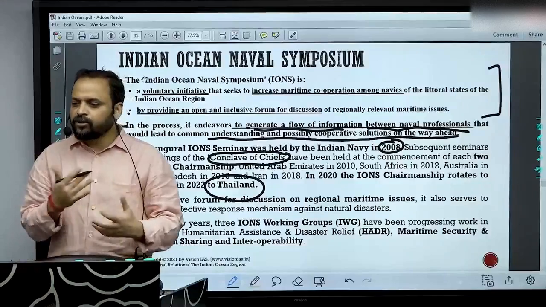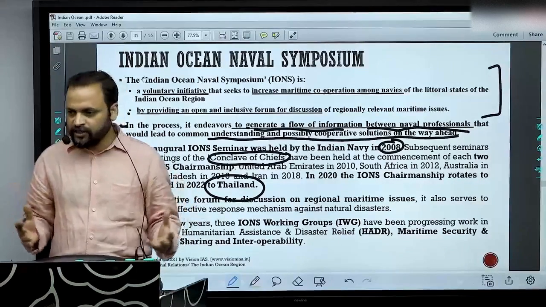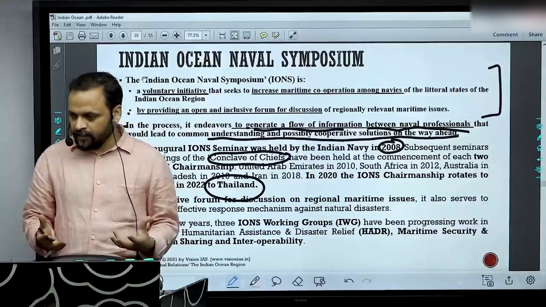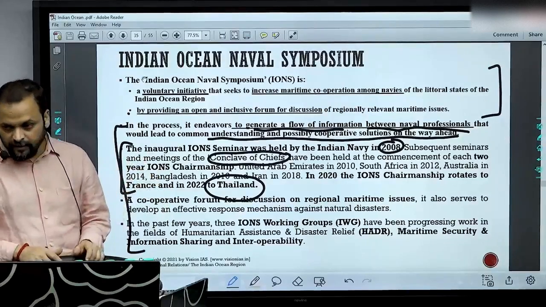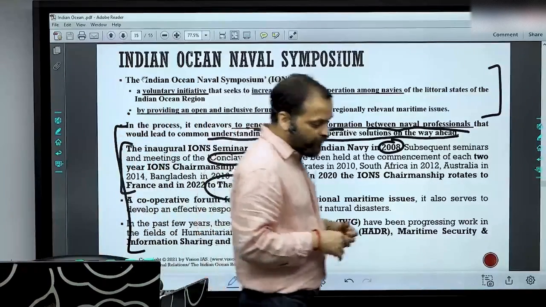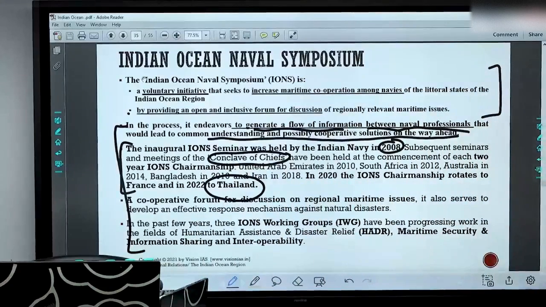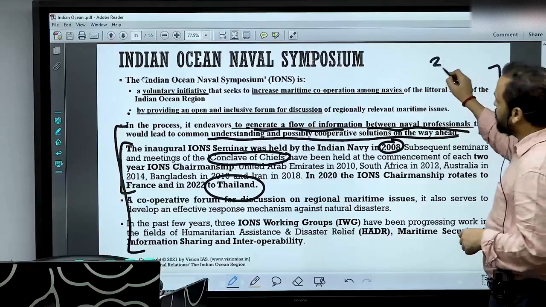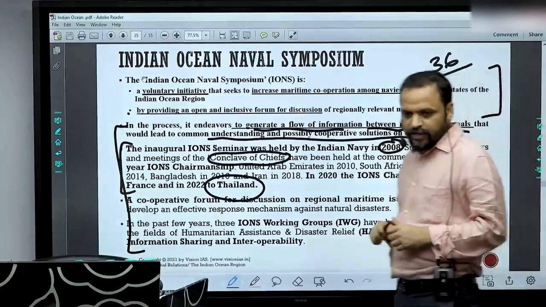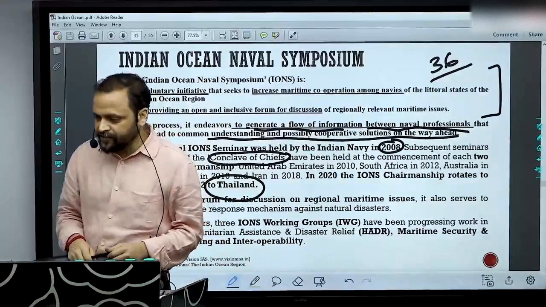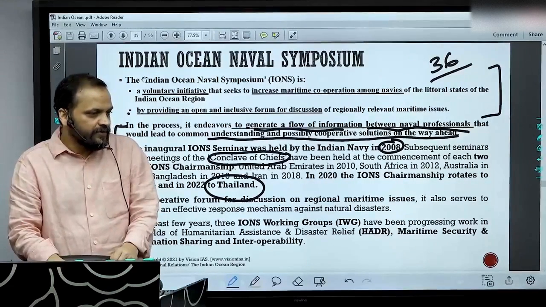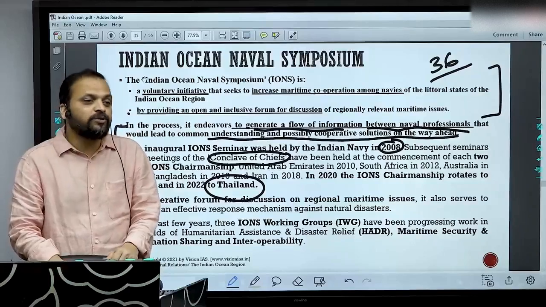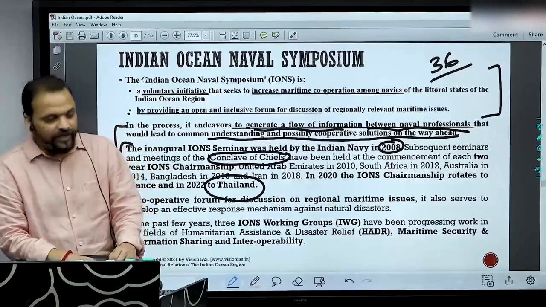So IONS generally meets through these conclaves of the chiefs, and then the main IONS symposium itself, chaired by countries which are members of this grouping. So how many navies are represented in IONS? Any general idea? IONS has 36 participating navies. All right, 36 participating navies are there in IONS. So Shashwat Mishra says IMEX 2022. IMEX 2022 is the name of the exercise.